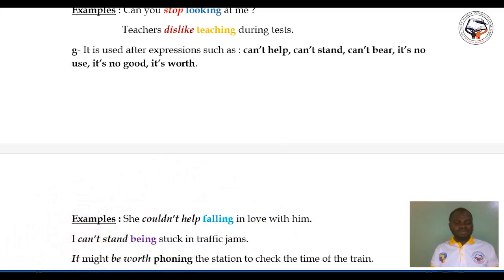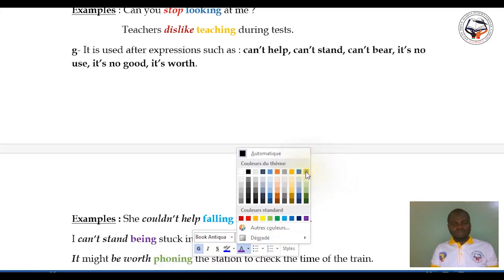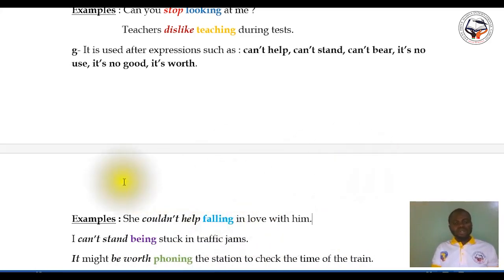Okay, the third example is it might be worth phoning the station to check the time of the train. Let me put the gerund here too in color. I will put it in green. Okay, so all these are uses of the gerund. We are going to see the next use of the gerund next time. Thank you so much.